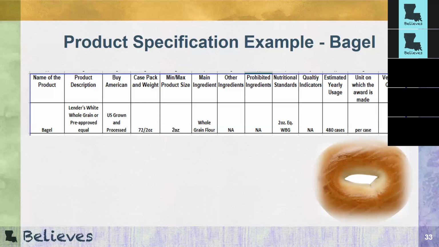Be sure to include the Buy American provision because grain is an agricultural product. The main ingredient in the product must be whole grain flour. And I'm estimating my usage to be 480 cases for the coming year. And I want each vendor to bid on the price per case.